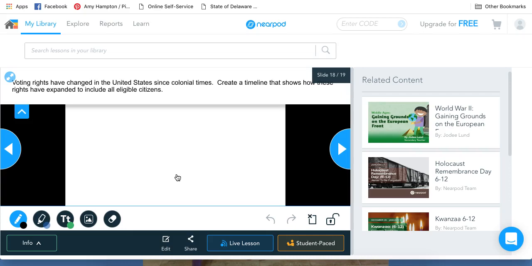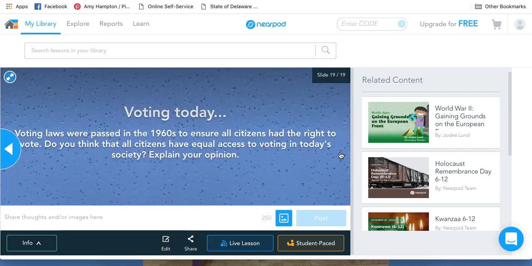differentiated to meet the needs of my special education students, that they might need a little bit more guidance, a little bit more support than some of my higher level students that might be in those honors type of classes, because I have both of those in the same class. And then to finish the lesson off, we have again another discussion board type, the collaborative. Voting laws were passed in the 1960s to ensure all citizens had the right to vote. Do you think that all citizens have equal access to voting in today's society?